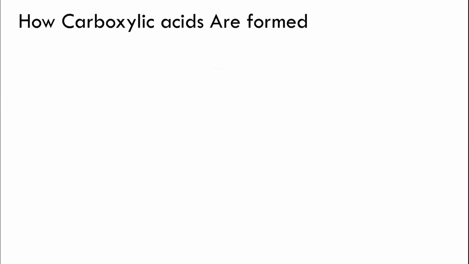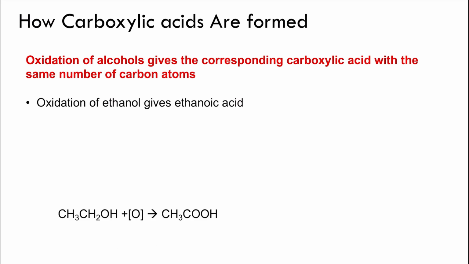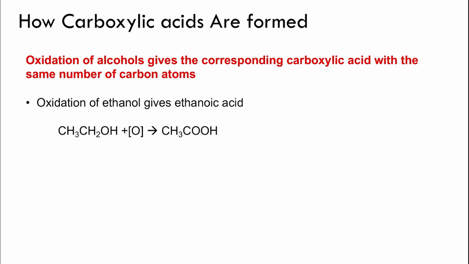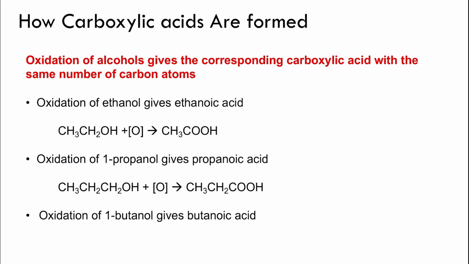So how are carboxylic acids formed? We learned about the oxidation of alcohols. So they come from alcohols. Oxidation of alcohols will give you the corresponding carboxylic acid with the same number of carbon atoms. So oxidation of ethanol will give you ethanoic acid, and oxidation of 1-propanol will give you propanoic acid. Oxidation of 1-butanol will give you butanoic acid.